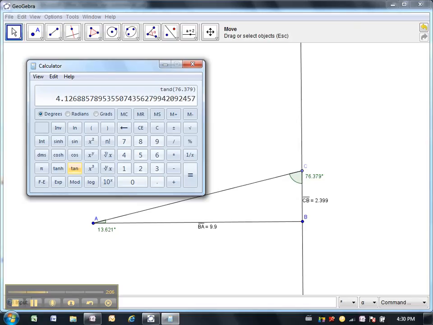But note now that the opposite side to this angle, here's my angle, angle C here, the opposite side is this side here, the one that this eyeball kind of looks at across the way. This is the opposite side, 9.9. So on my calculator, I'm going to go opposite, so 9.9 divided by the adjacent side, which now is 2.399. This is the adjacent side now, so now I'm talking about this other angle. Divided by 2.399, and I should get 4.127. Look at that, just like before. And so it doesn't matter which angle you talk about, the tangent ratio is the same for either.